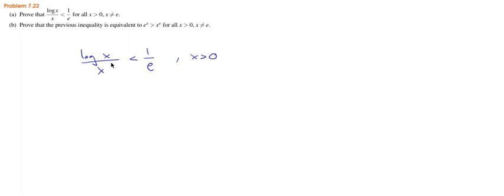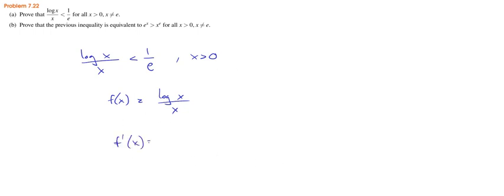So let's see, we can try to see that the function f, just like the previous example, the logarithm of x divided by x, is smaller than 1 over e, right? That has a maximum at 1 over e, right? Maybe it's increasing before and decreasing afterwards. Let's compute the derivative, right?